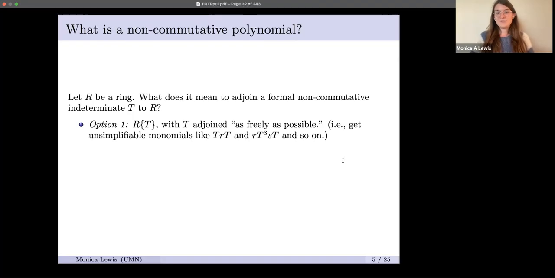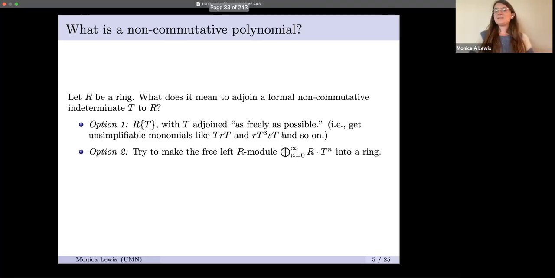So for example, monomials like T, RT, and R, T cubed, ST, and so forth cannot be simplified. You have no way to move elements of R past T's in any way. Option two, which is maybe a little bit closer to what we have in mind when we intuitively think of polynomials, is you could imagine trying to make the free left R module on the formal symbols T to the N into a ring. So you want to give this some kind of multiplication law. This has the upshot of all elements of the ring actually look like honest polynomials in one variable, right? They all look like some finite sum of powers of T with coefficients in the ring R.